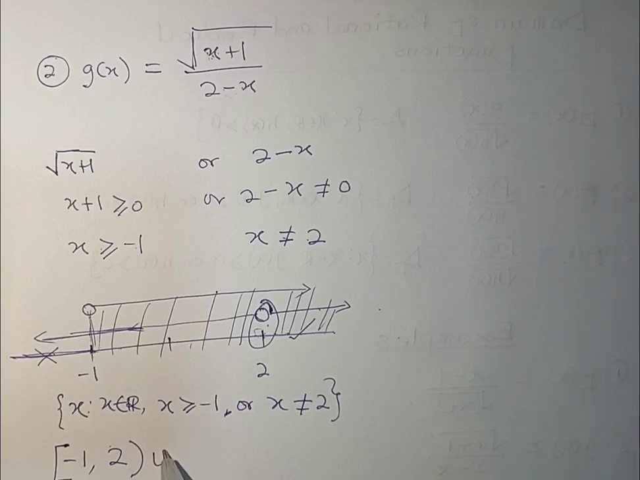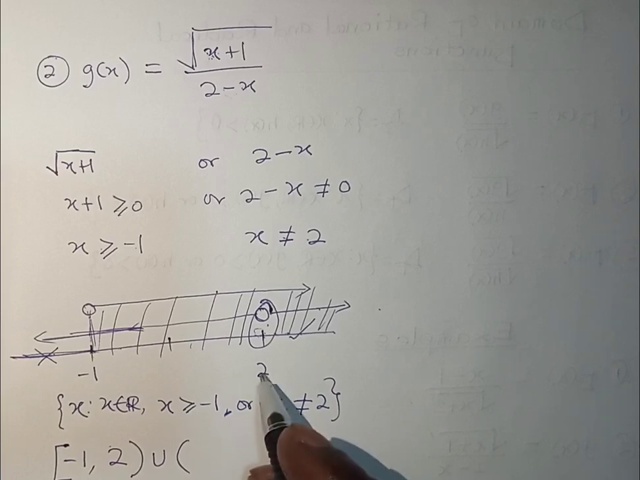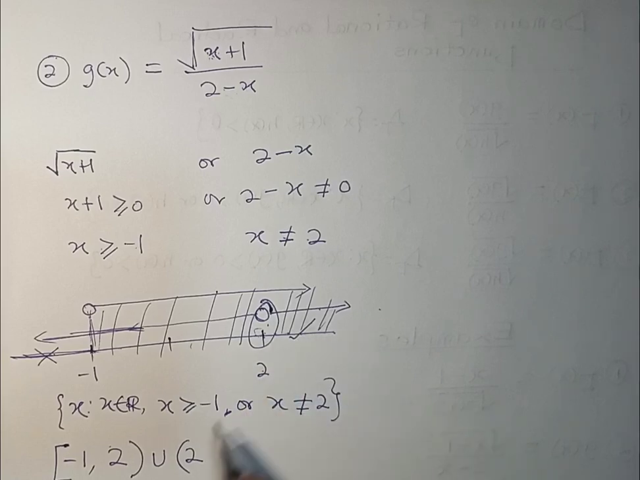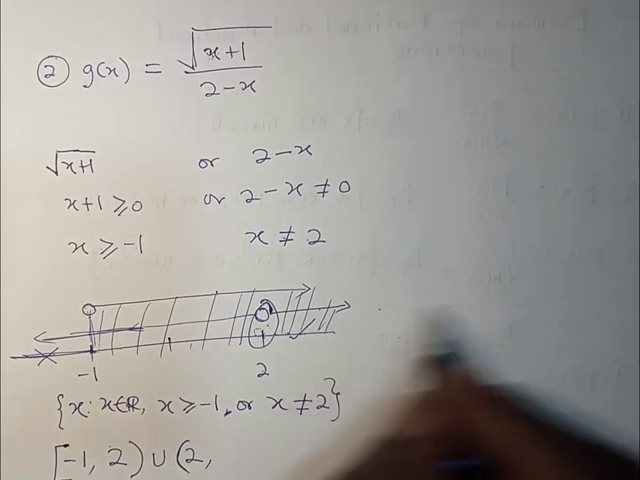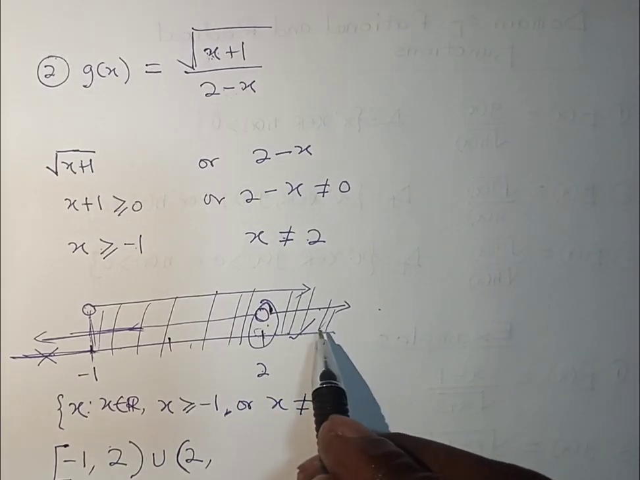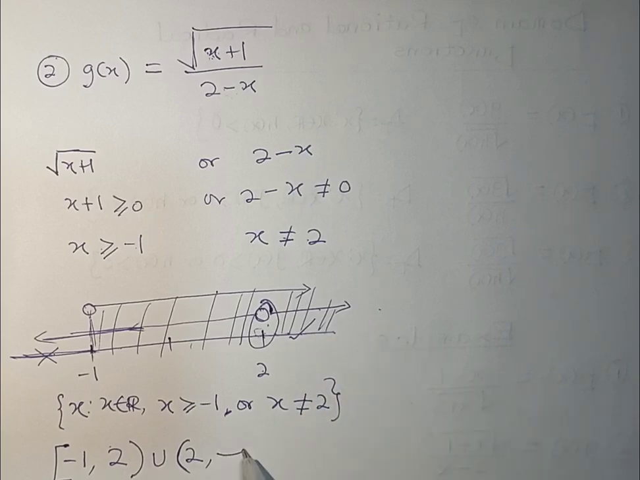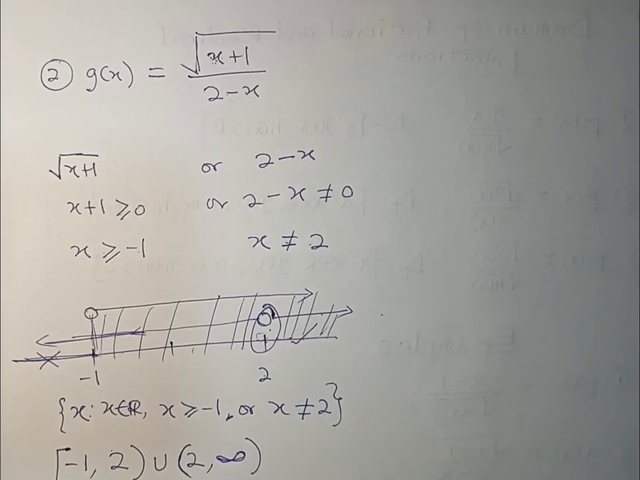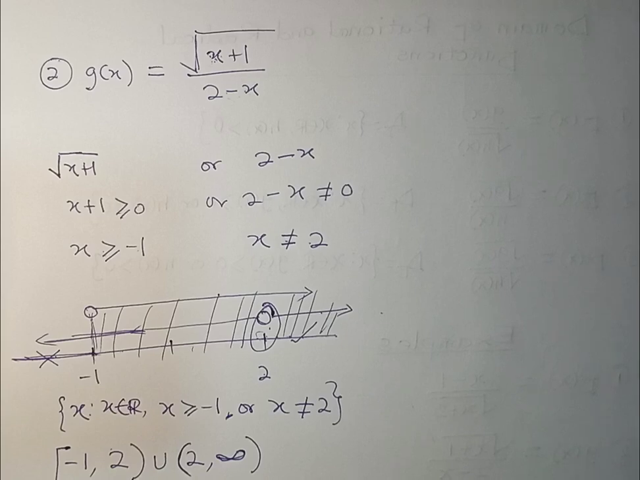Then I'll bring my union and start from 2, because we are also saying that after the 2, every element here can also satisfy. Then it means that 2, which is not inclusive, if you go in the right direction, you realize that it will be infinity. So I will use my infinity, and that is also open. So this becomes my domain. Now when you have such an example, that is how we go about it. All right, that's very good.